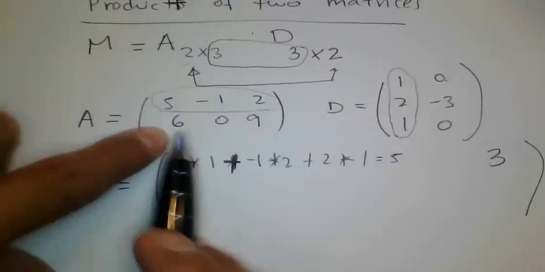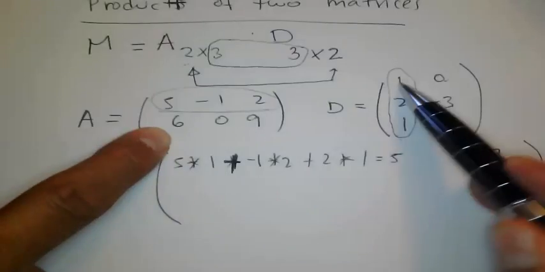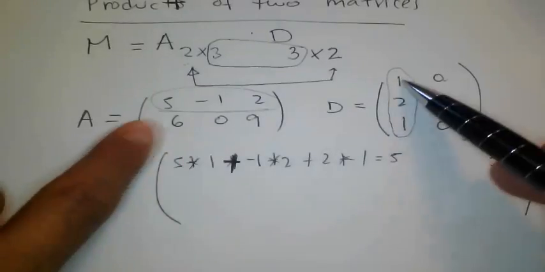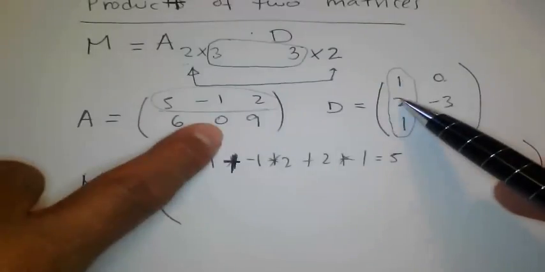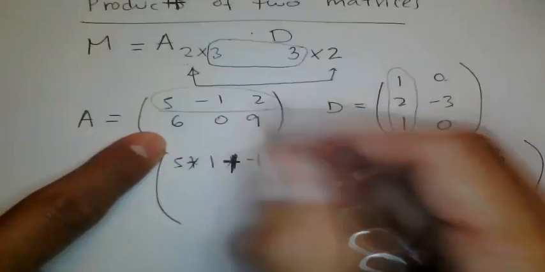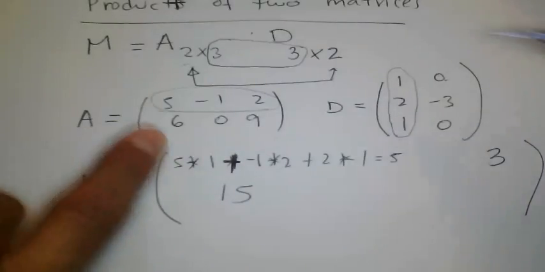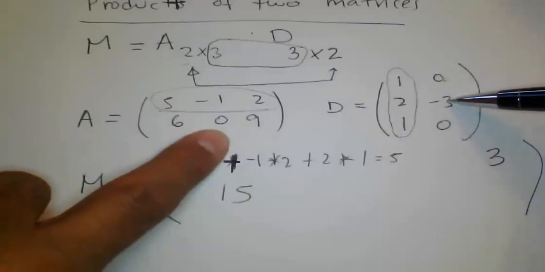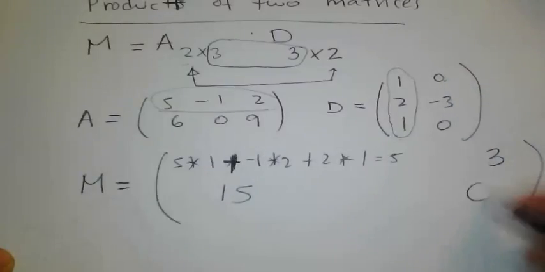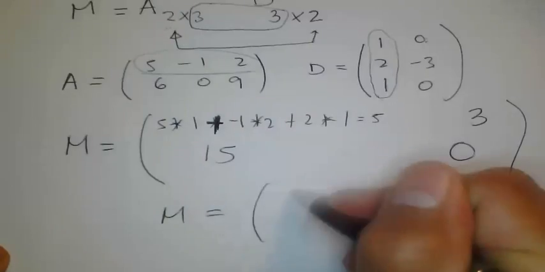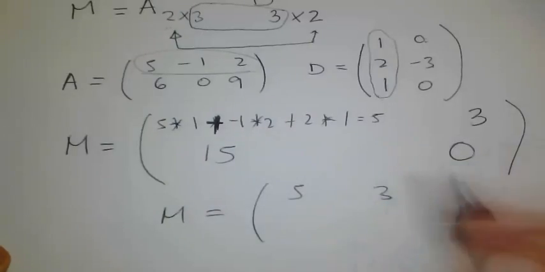Now let's do the same with the next row and the column. 6 times 1 is 6, plus 0, plus 9 times 1, that's a 9 and a 6, so this will give us a 15. And the next one, this is 6 times 0 is 0, 0, so that was an easy one. So matrix M is 5, 3, 15, and 0.